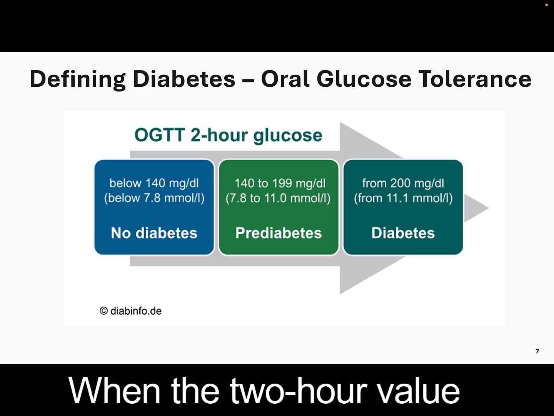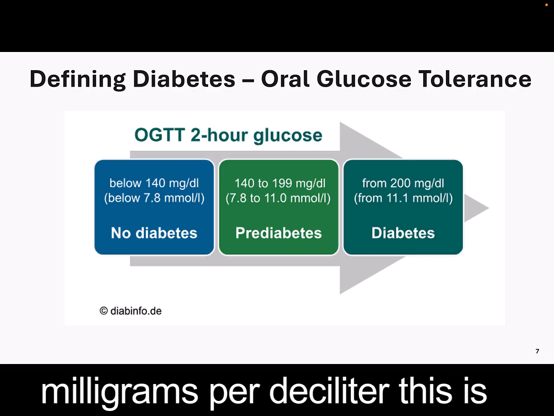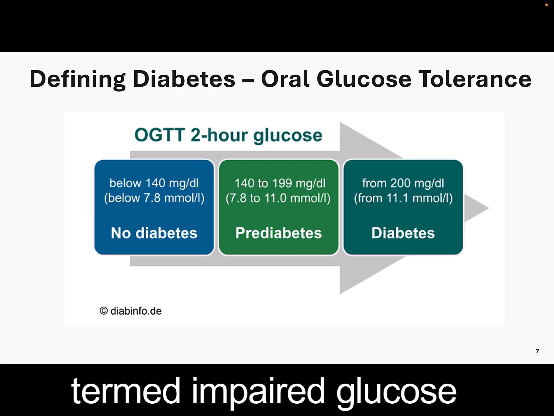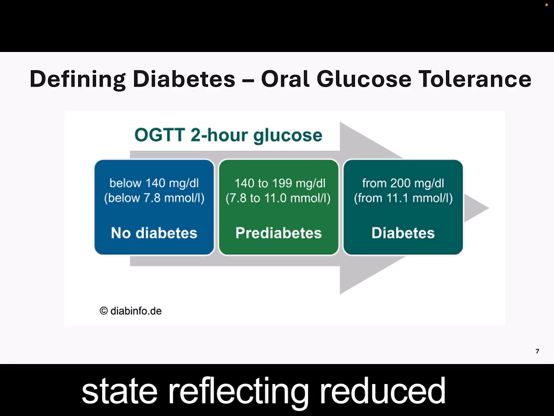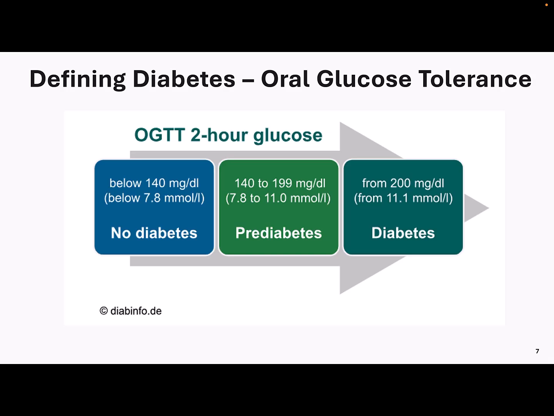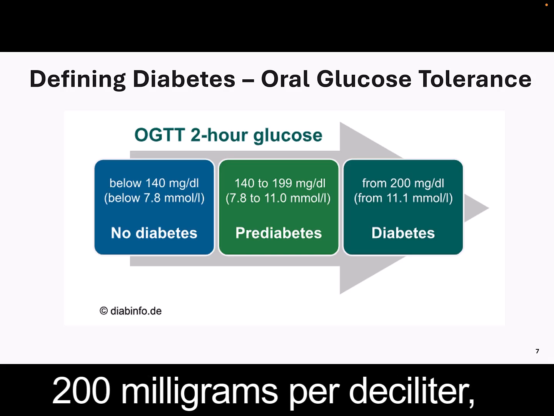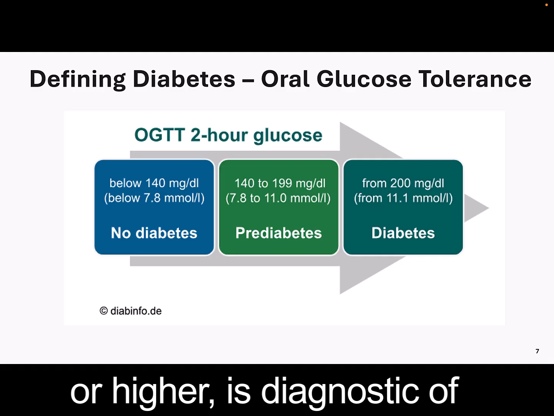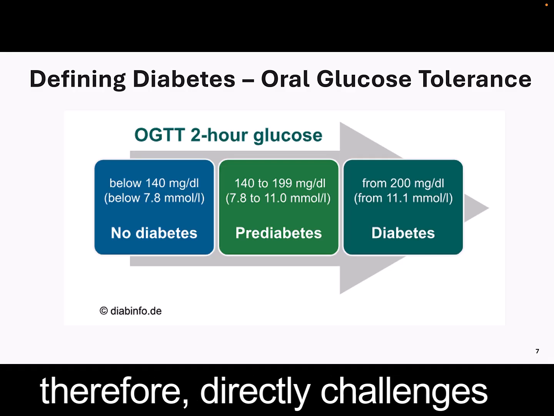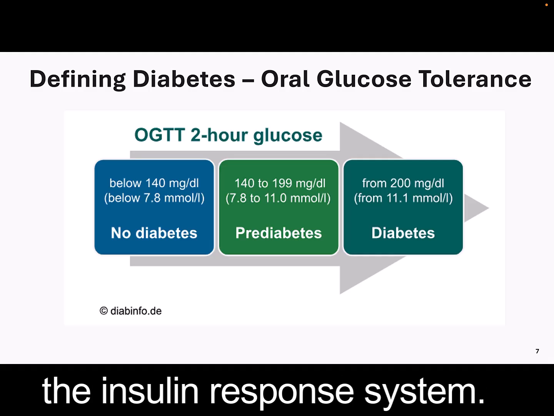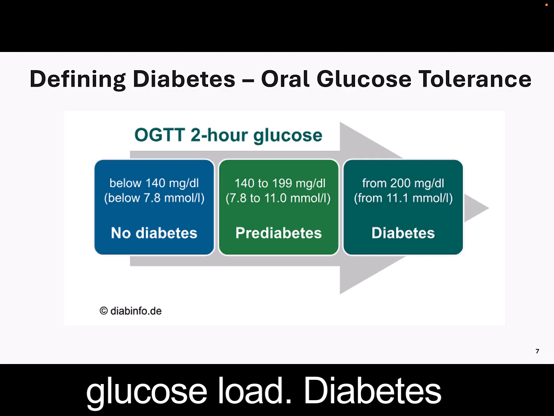When the 2-hour value falls between 140 and 199 milligrams per deciliter, this is termed impaired glucose tolerance, a pre-diabetic state reflecting reduced insulin sensitivity. A 2-hour glucose value of 200 milligrams per deciliter or higher is diagnostic of diabetes. The OGTT therefore directly challenges the insulin response system. It reveals whether tissues can appropriately clear a glucose load.